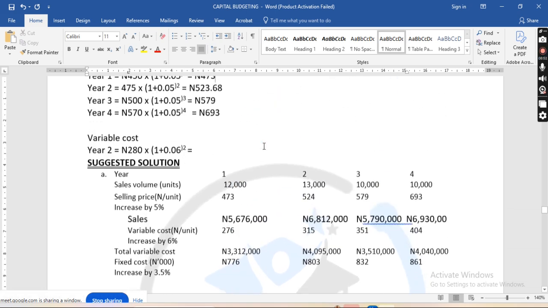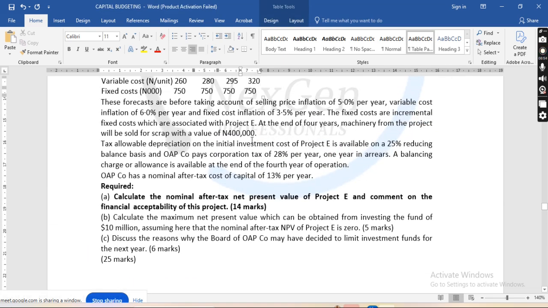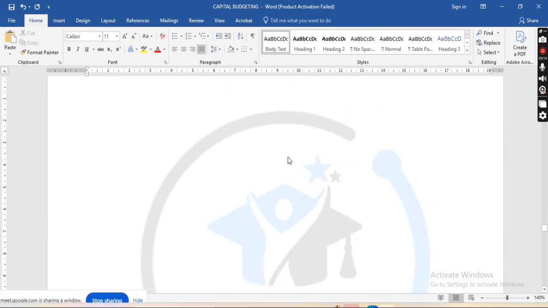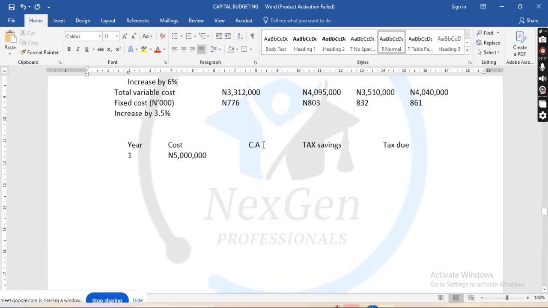Okay. So now, when you look at it, let's go back again. You can see it is 25% reducing balance, right? Instead of charging depreciation, you charge capital allowance, 25%. Then don't forget that the tax rate is 28% in arrears. So we can have here the CA, the tax is 28%, just like the way we did the first question, right?